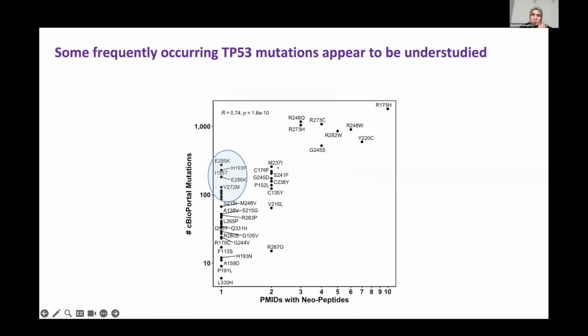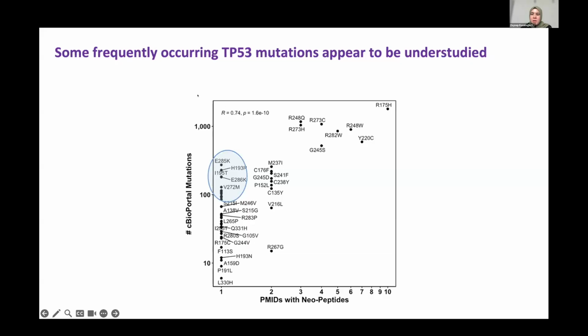So this brought up another question: are the epitopes only studied if they occur very often, in a lot of patients? To better understand this, we compared the mutation frequency. Again, we looked it up in cBioPortal to see how often these mutations are actually mutated in different cancer patients. And we evaluated whether there's a correlation against the PubMed IDs that are studying neoepitopes from these mutations.